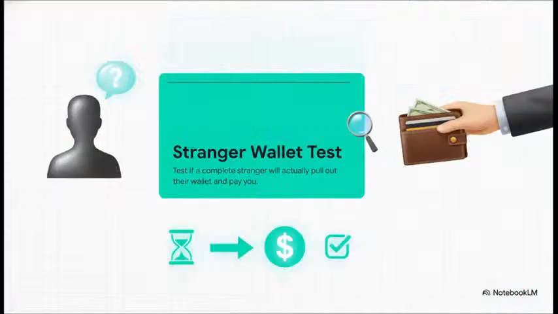Now, the golden rule here is that hope is cheap, but a payment, that is absolute proof. And that's the whole philosophy behind the stranger wallet test. Look, most people are terrified of wasting months building a product that nobody even wants, but they also don't have the budget to run expensive ads to test it. Well, this test solves that completely by requiring a financial commitment before you build anything.